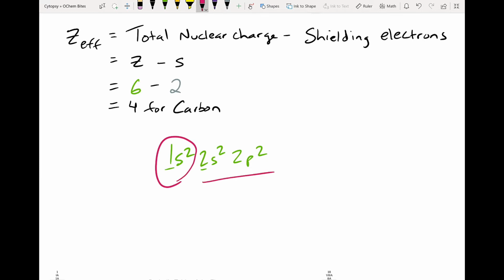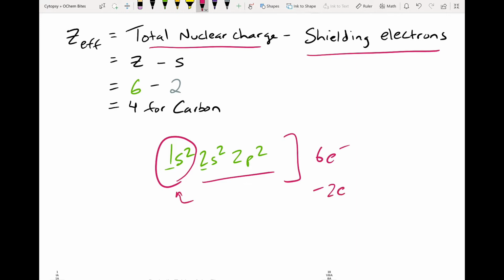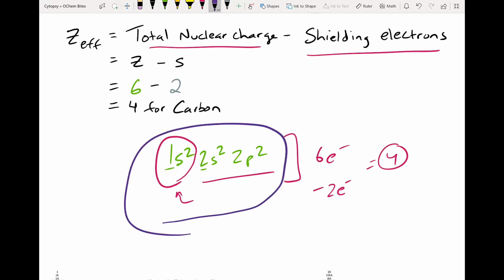And so, as we had previously discussed, the Z-effective nuclear charge is the total nuclear charge minus shielding electrons, which is 6 for all of the electrons, minus 2 for just these 2 shielding electrons, which equals 4. If this electron configuration is hard to understand, you really need to look at those videos in the description. I'll teach you very easily how to find the electron configuration for a given element.